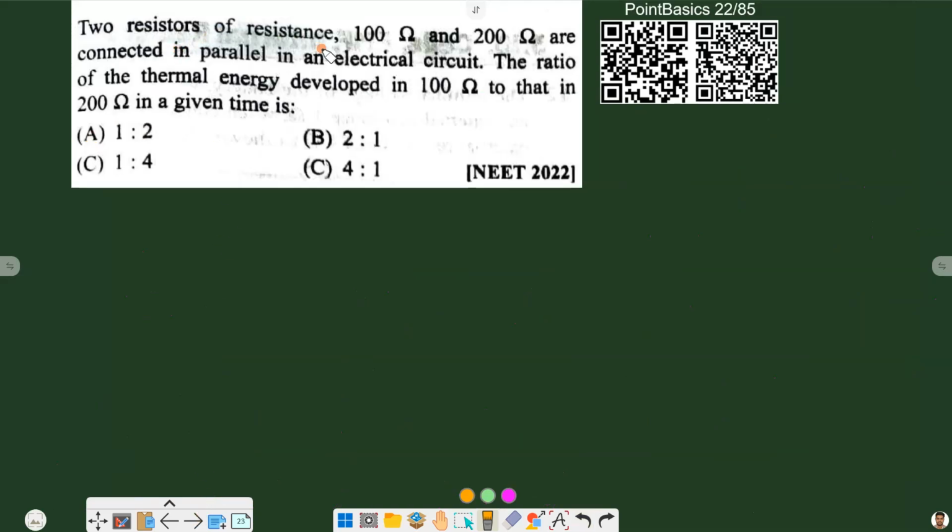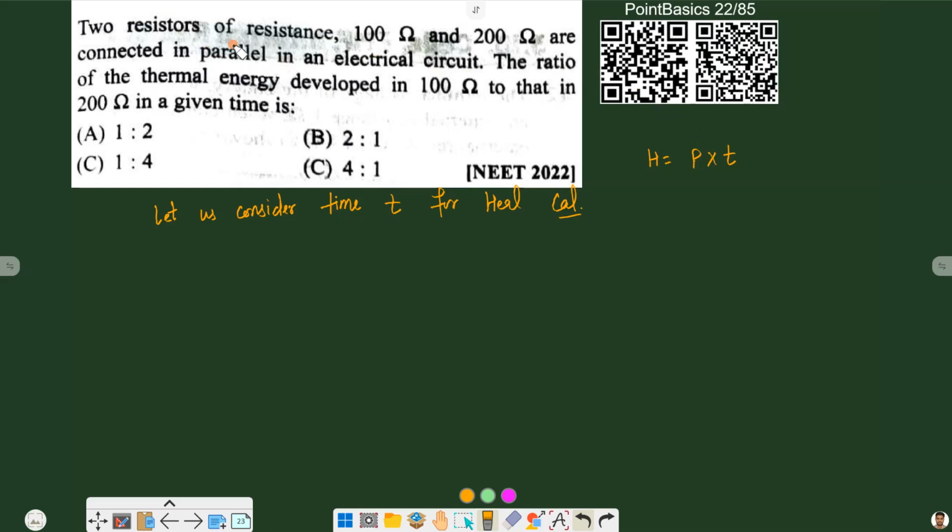Moving to the next one. Two resistors of resistance 100 ohm and 200 ohm are connected in parallel in an electrical circuit. The ratio of their thermal energy developed in 100 ohm to that of 200 ohm in a given time is. So let us consider time t for heat calculations. Why? Because we know that heat is power into time. So we have to take some value of time.